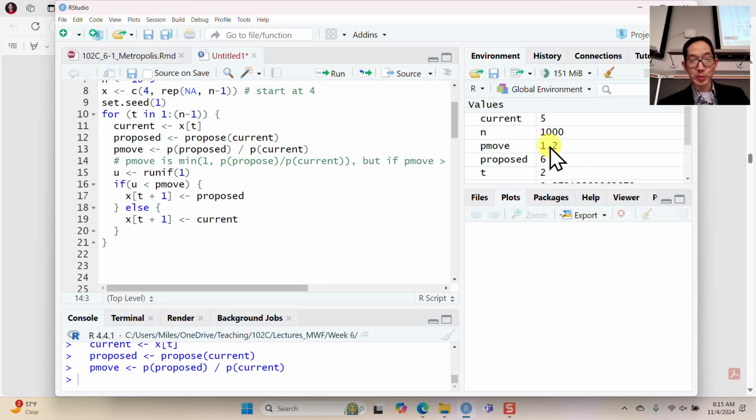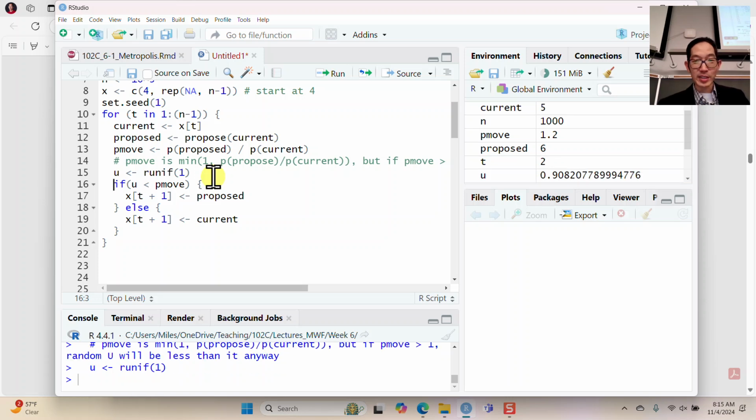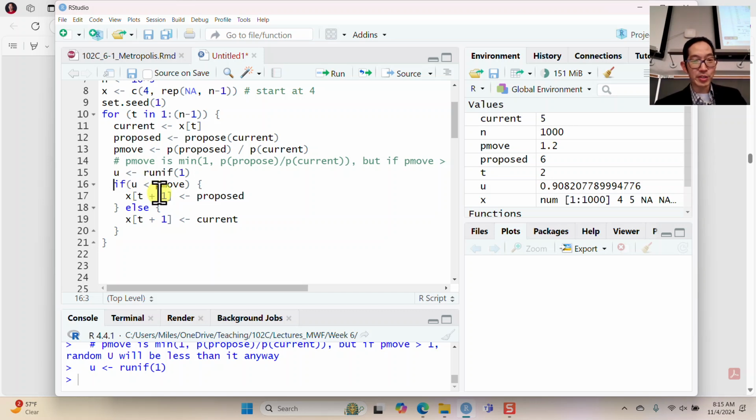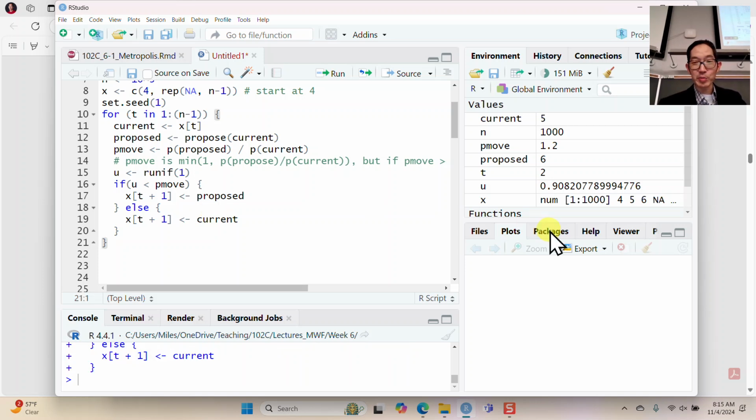My P move is going to be 1.2. The random U I generate is 0.908. So P move is 1.2, my U is 0.908, 0.9 is less than 1.2, so I will accept it. So you can see the next value for X is now 4, 5, 6. And then I'm going to iterate to T equals 3. This is the manual way of testing out if your loop is working.